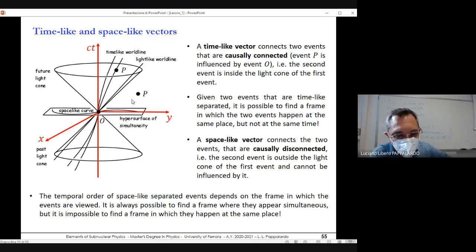The temporal order of space-like separated events depends on the frame in which the events are viewed. It is always possible to find a frame where they appear simultaneously, but it is impossible to find a frame in which they happen to be in the same place. Okay, so this is the main difference between time-like vectors and space-like, and we will find some of them during our course. That's why I want to specify this now. Okay, this I think is the last slide.